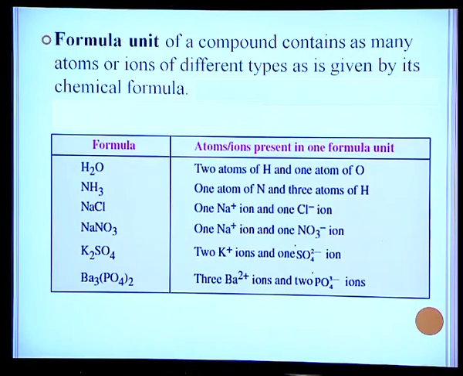K2SO4 has 2 K+ ions and 1 SO4 ion. Ba3(PO4)2 has 3 Ba ions and 2 phosphate ions. This is the mole, mass and number relationship.